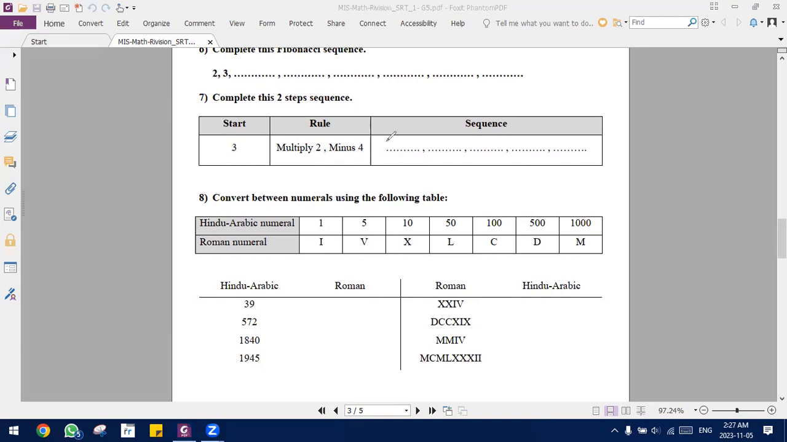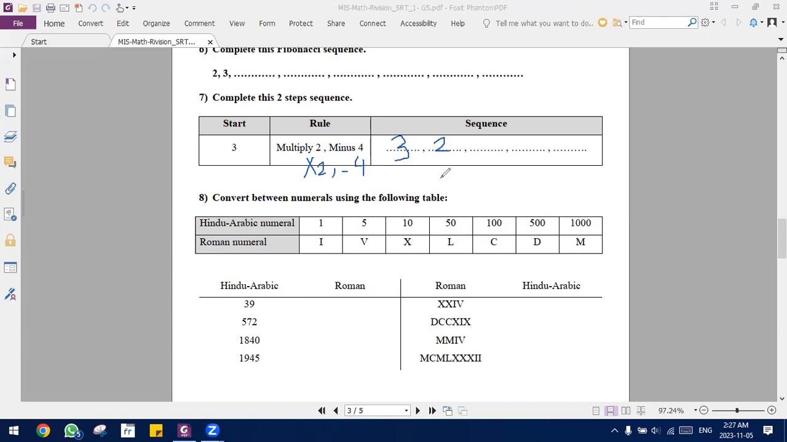Let me write it in the sequence. The first value is a 3. Then what's the rule? I should multiply by 2 and then minus 4. So I'm doing two operations. That's why we call it a two-step sequence. So now we have 3, the first value. It's given. We multiply it by 2. 3 times 2 is 6. We subtract 4, it is 2.